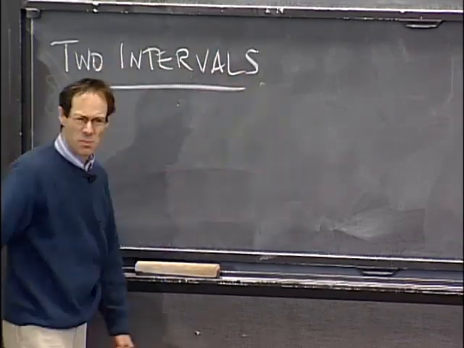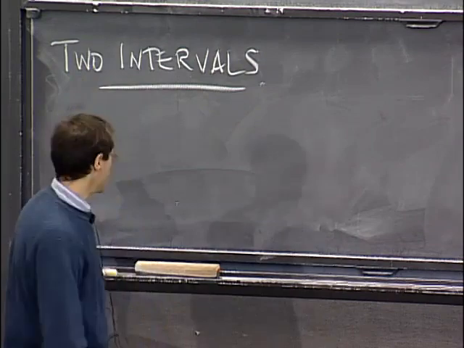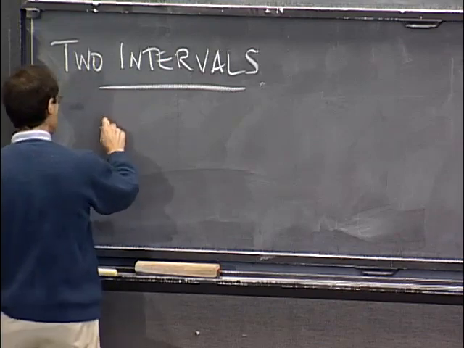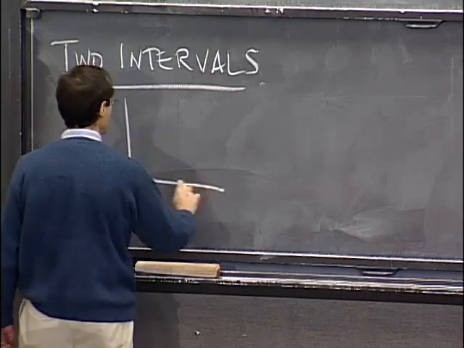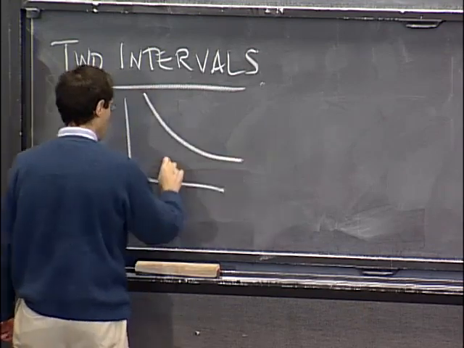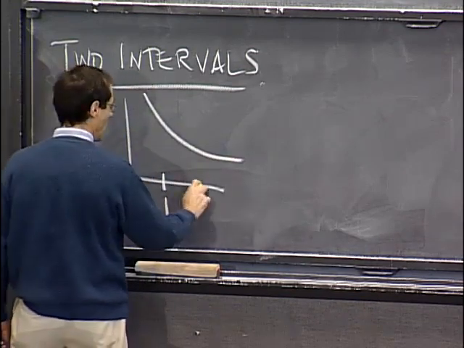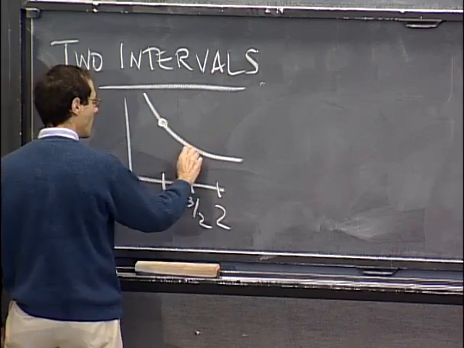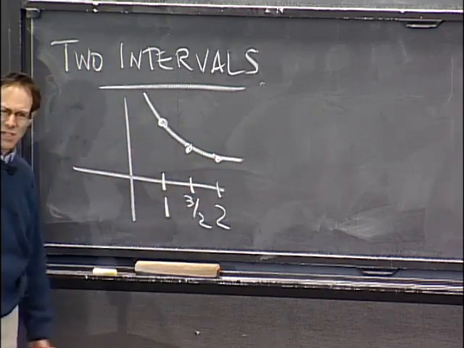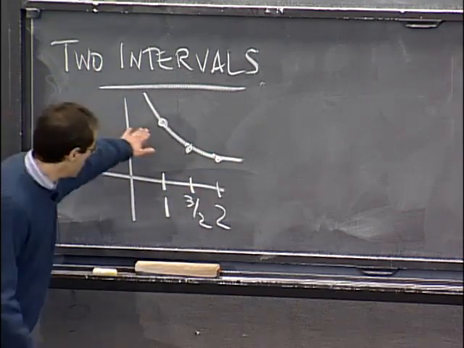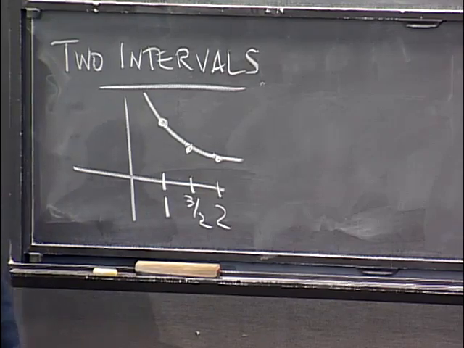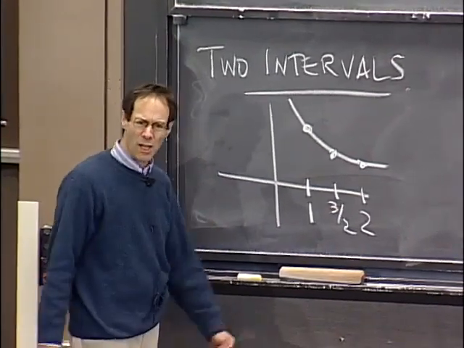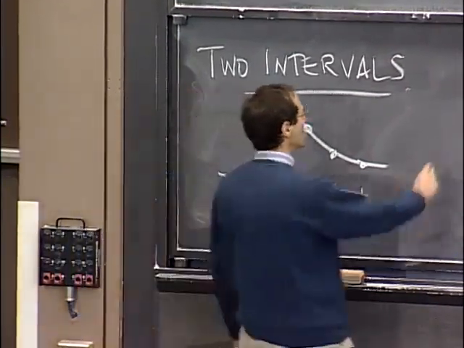Now, you really can't expect things to work so well with 2 intervals. That's a pretty ridiculous approximation to your function. When you have 2 intervals, that means you're looking at the graph of this hyperbola, and you have 1 here, and you have 2 here, and you have 3 halves. And you're really only keeping track of the values at these 3 spots. So the idea that you can approximate the area just by knowing the values at 3 places is a little bit of a stretch of the imagination. But we're going to try it anyway.